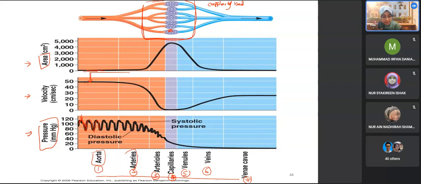Sorry, systole. Kan, systole. Systole, blood that flows with high pressure. Okay, systole. So dia peak kat situ. Okay, and then as the ventricle relax, the blood flow will reduce. So this is diastole. Kan, diastole. Yang dia drop tu. Okay, diastole pressure.